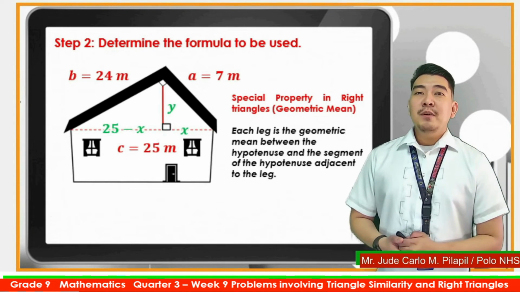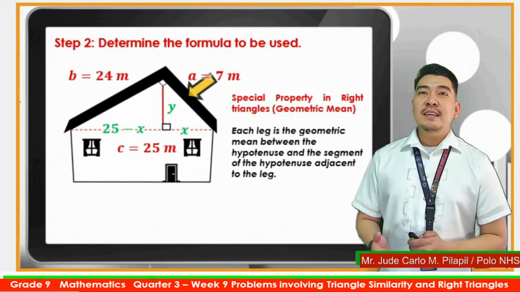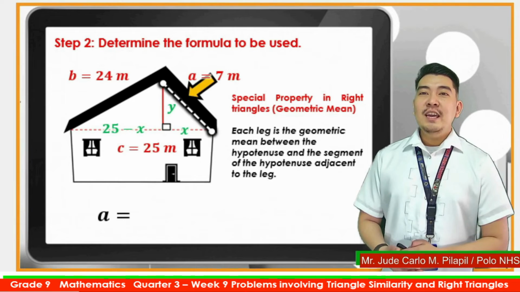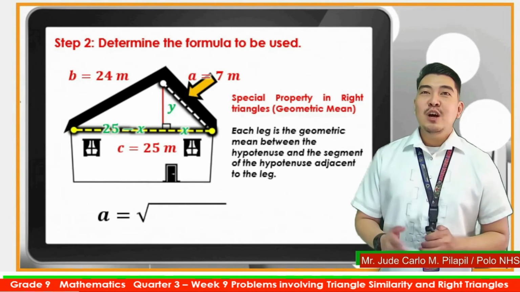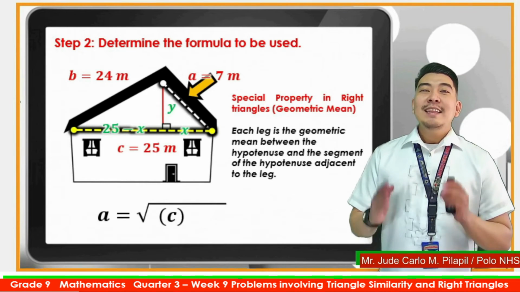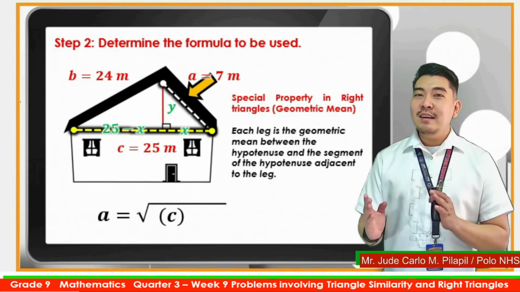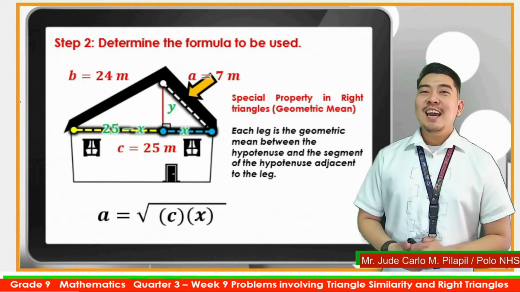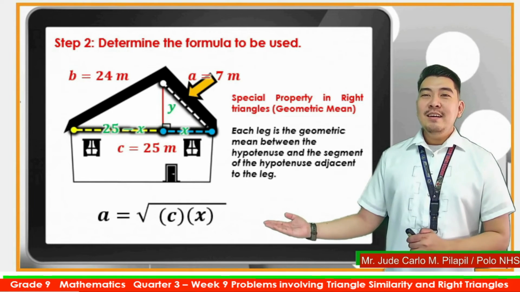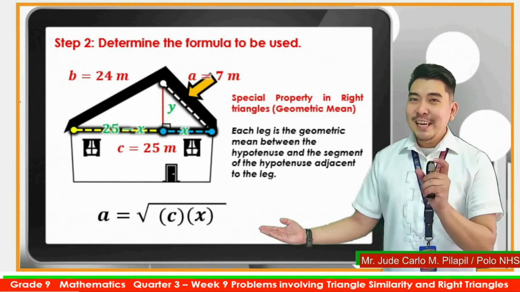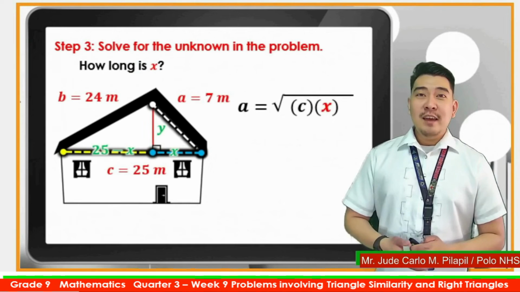Using the special property of right triangles 2, each leg. So the leg that we are to use is this one, or A. So A is equal to the square root of the hypotenuse, which is C, times the length of the segment in the hypotenuse adjacent to leg A. So that is X. Hence, the equation that we will use is A is equal to the square root of C times X. Now, let us solve how long is X.